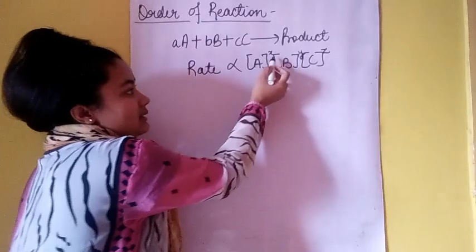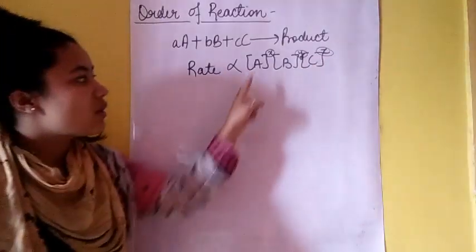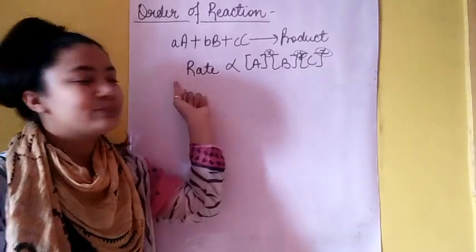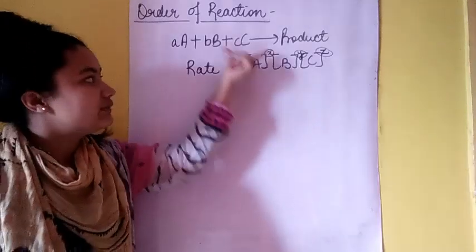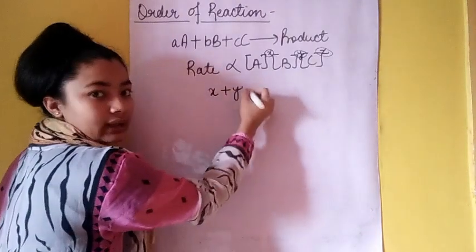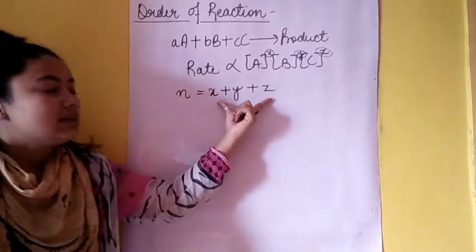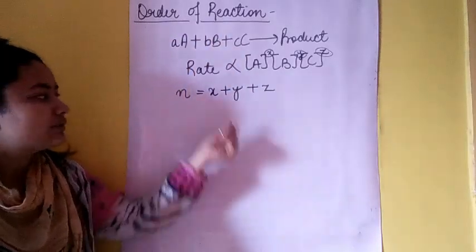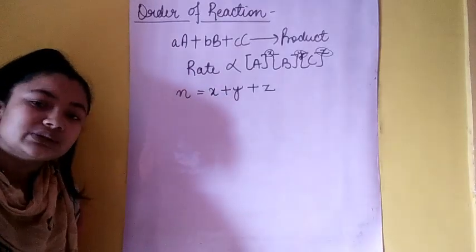So in this, the sum of the powers of the concentration terms in this rate law expression is termed as its order, and order of reaction we can say it, right? Now X plus Y plus Z, if we calculate this, then this will be termed as the order of reaction, and for order of reaction we use a symbol of N, right? So now everyone of you understood that what is order of reaction.